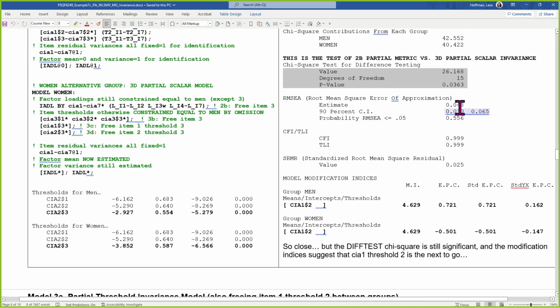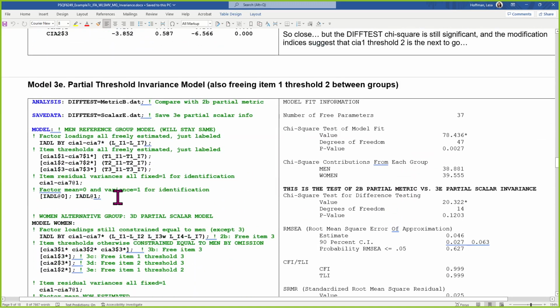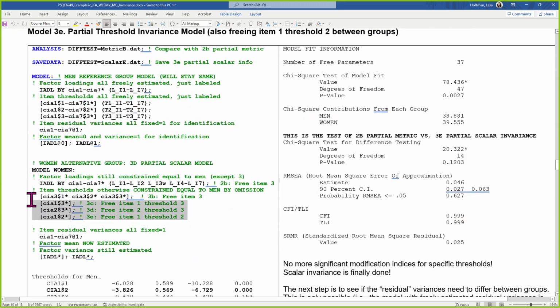Close to not worse. Keep going. Now it's item 1, threshold 2 wants to be free. So now we're up to this many non-invariant parameters. Finally, the diff test says it's not worse than metric, and scalar is done.